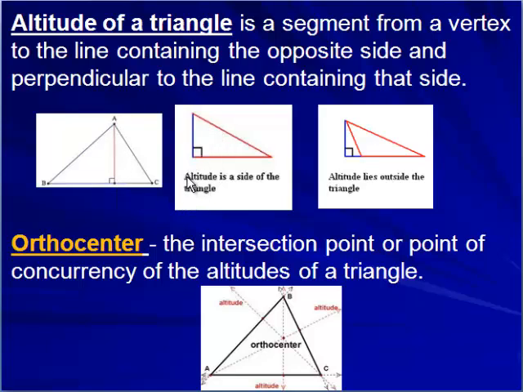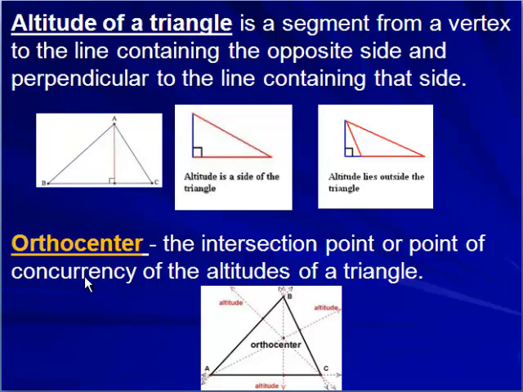Now say you have a right triangle, the altitude is the side of this triangle. It is actually the same as the side. We see the perpendicularity there. And on this obtuse triangle, we have an altitude that actually lies outside of the triangle. We start at this point here and we drop perpendicular straight down so it lines up with the opposite side.